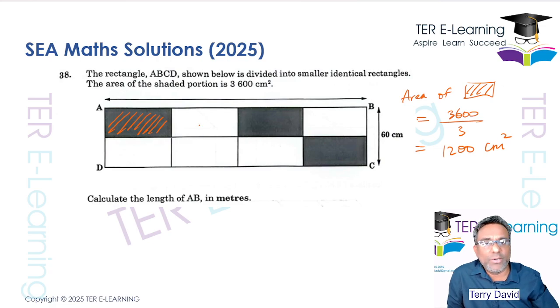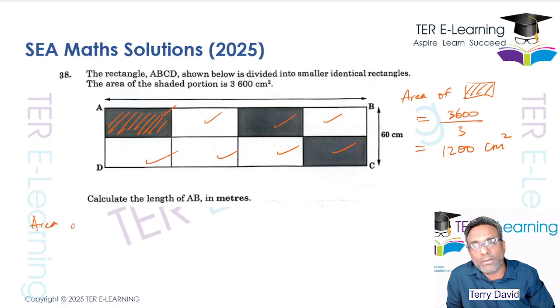Now if we look at what we actually have, we can work out the area of the whole, the bigger rectangle. We have 1, 2, 3, 4, 5, 6, 7, 8 of them. So let's take that 1200 and multiply by 8. The area of the large rectangle is simply going to be 8 multiplied by 1200. 12 8s are 96, so this is 9600 cm squared.